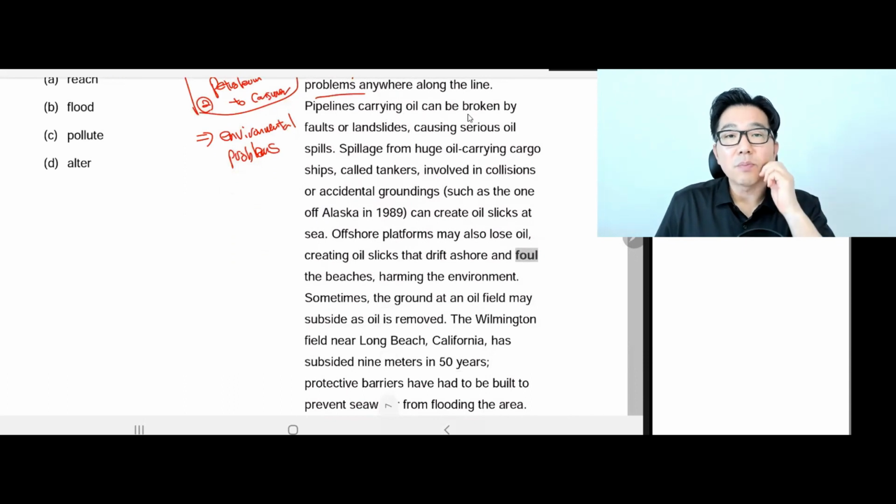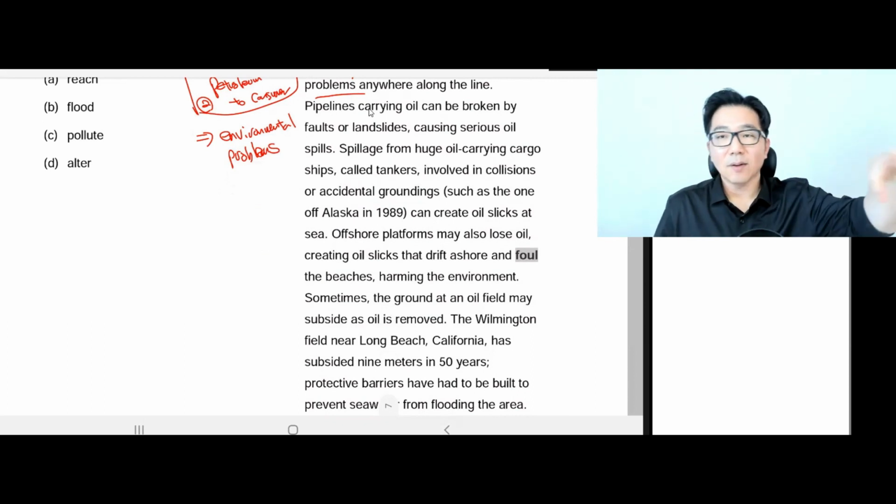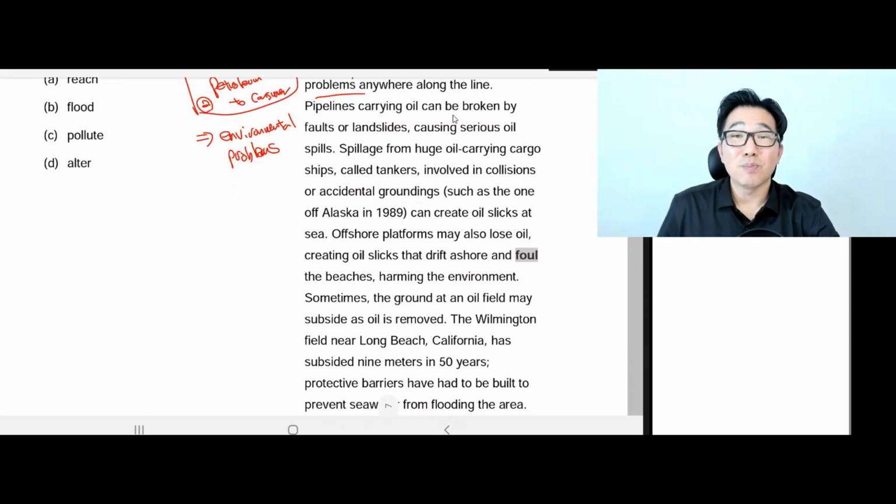Pipelines carrying oil can be broken by fault or landslide. Oh, sounds awful. Okay, the pipeline that oil is running through could be broken, then it will pollute the land or ocean, wouldn't it? Causing serious oil spills. Spillage from huge oil carrying cargo ships. You know, the huge ships, boats that are carrying oil, that could spill oil under the sea. That would be a disaster, wouldn't it?